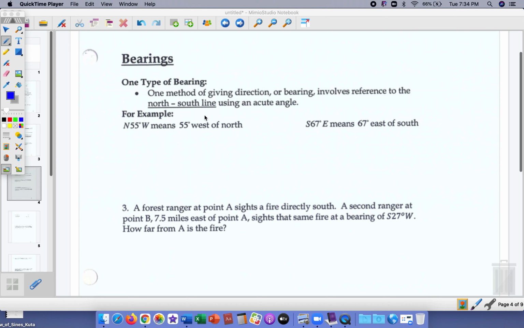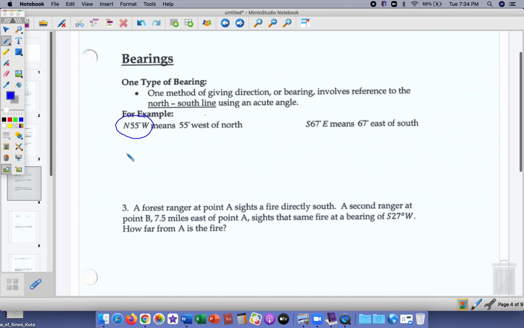We will see sometimes something that looks like this, N 55 degrees W. When we see that, that would mean 55 degrees west of north. What I first do in order to think about that angle net rotation, I think about this: north, south, west, east. It might help to draw that on your paper.